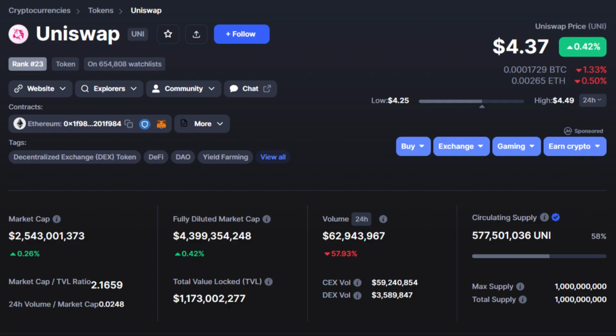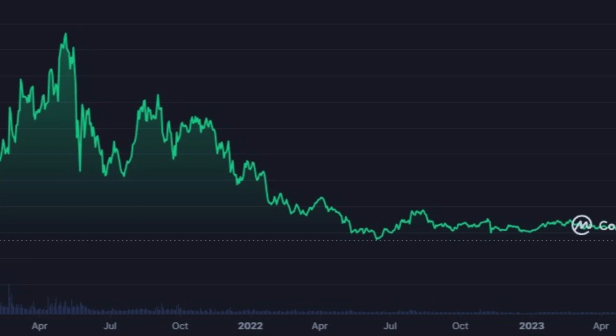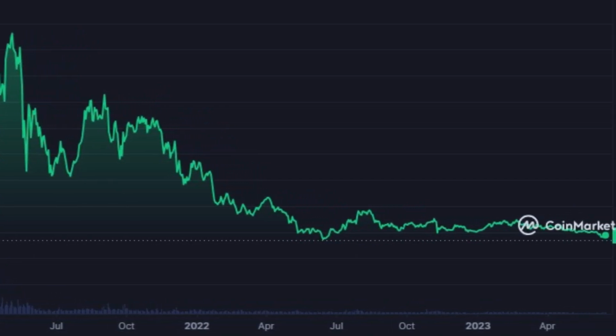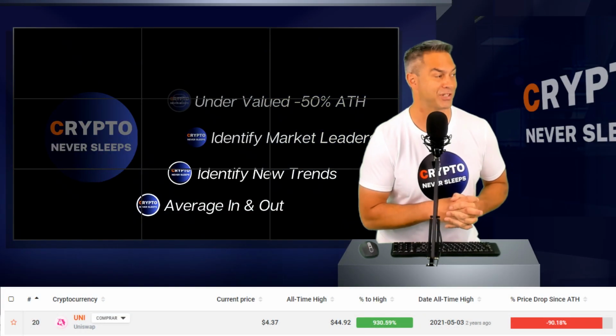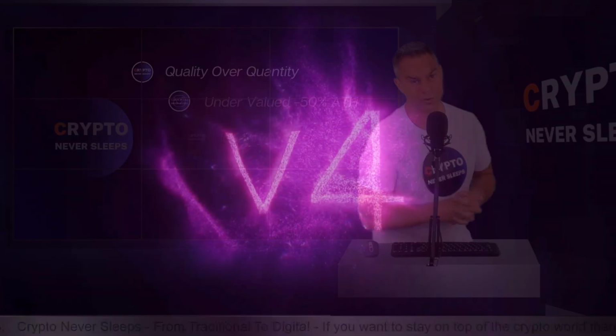First, let's look at the price. The live UNI price today is around $4.37, and the current market cap ranking is number 23 with a live market cap of almost 2.5 billion, trading at 90% below its all-time high, which was recorded on May the 3rd, 2021, which could potentially generate more than 900% return on investment if it hits its previous all-time high. But now let's get into version 4.